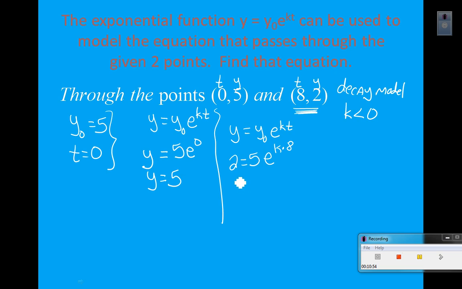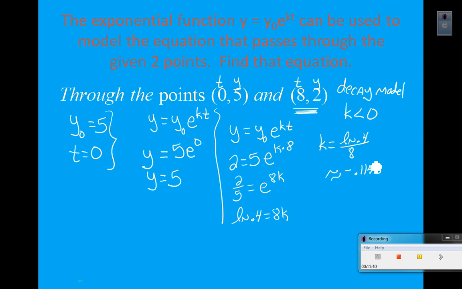Now let me solve this over here. Let me divide both sides by 5. So I got 2/5 equal e to the 8k. 2/5 is really 0.4. So I'm going to wind up having the natural log of 0.4 equal 8k. So my k value is going to be the natural log of 0.4 all over 8. So k is going to be approximately negative 0.1145. And we knew since it was a decay model, my k value was going to be negative. So we knew that was coming.